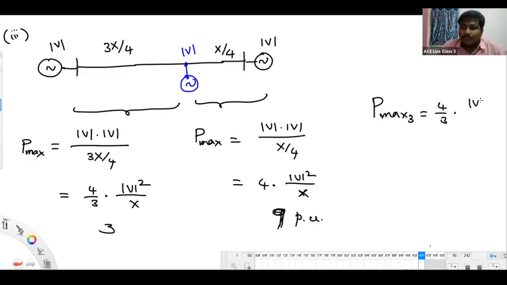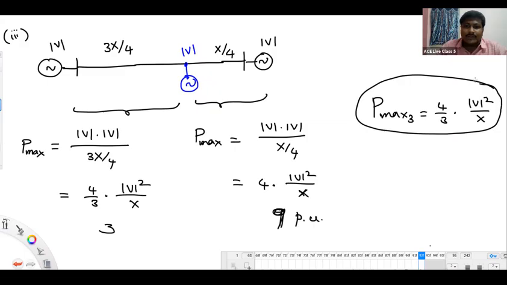by 3 times of mod V square by x. This value we have to select. This is the lower value.